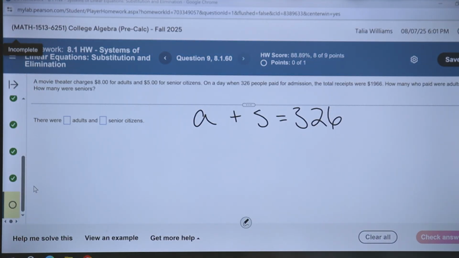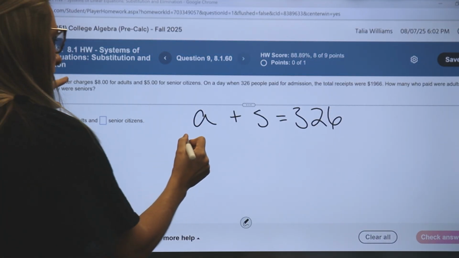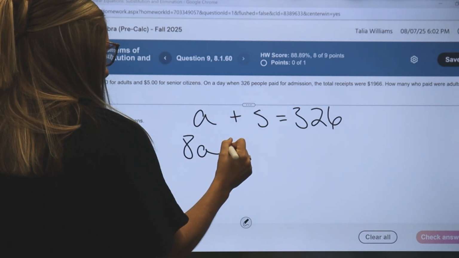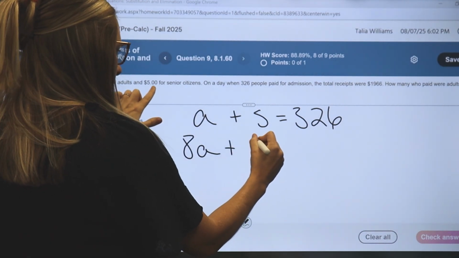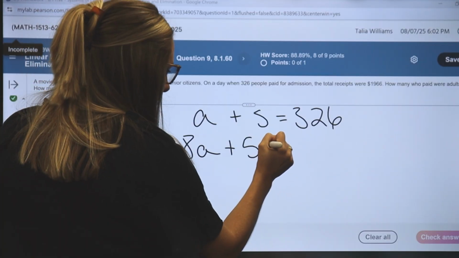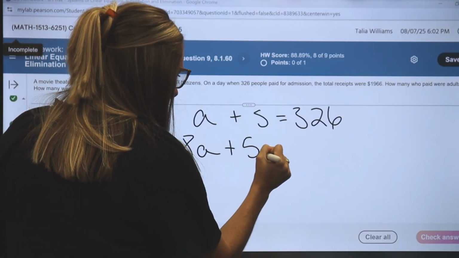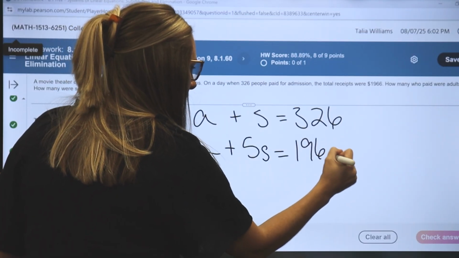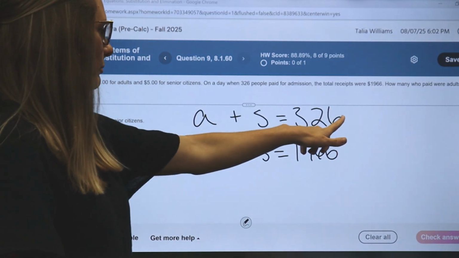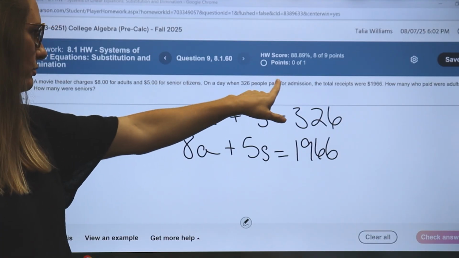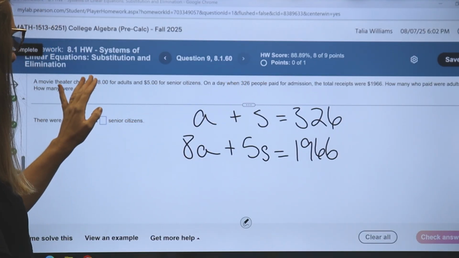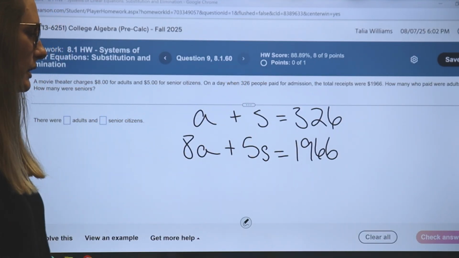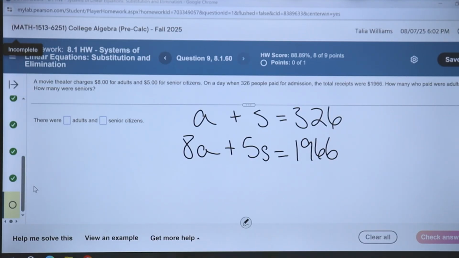Now we have to put our money with this, so $8 for adults, so I'm going to say 8A plus $5 for seniors. My S's and my 5's look alike. I hate when they do this to me. Equals the total amount of money. So total amount of people is just adults and seniors equal however many. Then money, put it with them, equals the total amount of money.